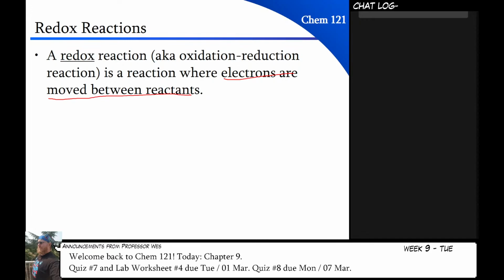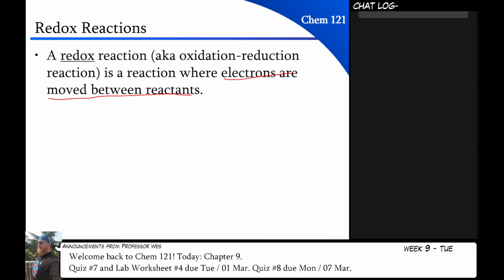And there are a lot of ways that we can do this determination. But we don't have enough time in the quarter to go over all of those mechanisms. So what I am going to do is give you some very quick and dirty pointers that will let you recognize, oh, that's an oxidation, or oh, that's a reduction. But first, let's actually define these.